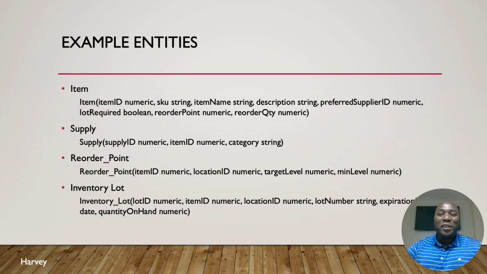Well said, Kentrell. Here are a few of the types of entities as they appear on our conceptual schema section. Items hold the core attributes for anything we stock. Supply is the subtype for non-medication items such as your gloves and your syringes. Reorder point captures minimum and target levels for a specific item at a specific location. Inventory lot ties an item to a location with a lot number, expiration, and quantity on hand.